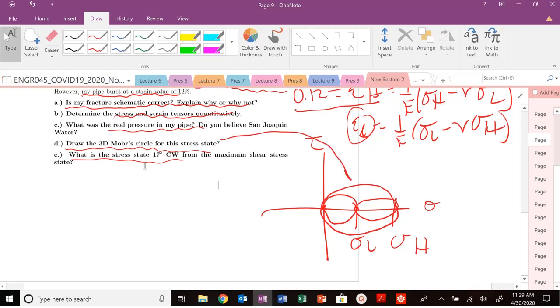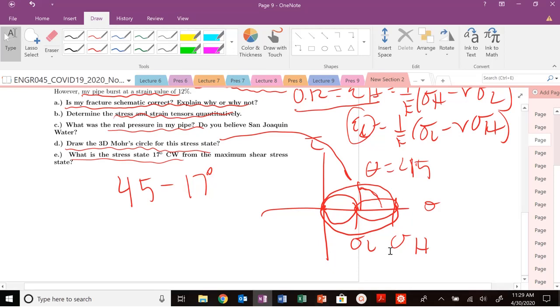Now it says, what is the stress state 17 degrees clockwise from the maximum shear stress state? So the maximum shear stress state occurs at a theta of 45 or a 2 theta of 90. So at that rotation, if I'm going from here to here, I'm going counterclockwise 45. And now, what is the stress state 17 degrees from that maximum shear stress state? I'm doing 45 minus 17 degrees.